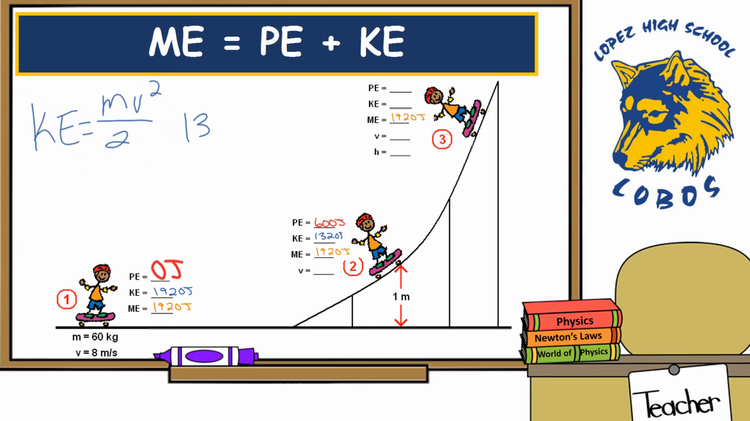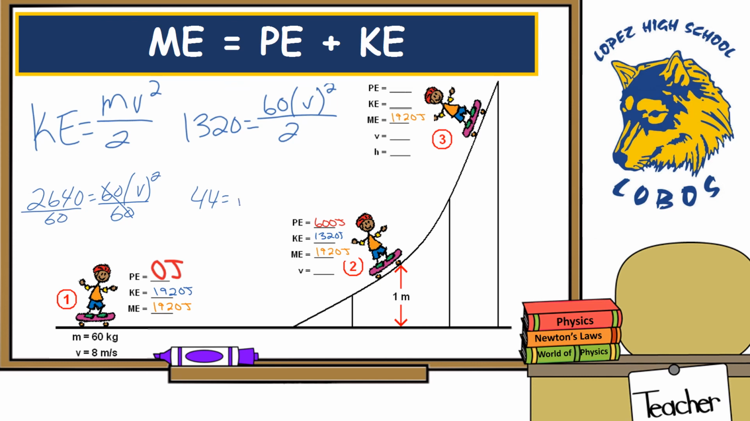Now let's see what the velocity would have been at this position with this amount of kinetic energy and the mass of the skater being 60 kilograms. First, let's move the 2 to the other side by multiplying it on both sides, giving us 2,640. This will equal 60 times velocity squared. Okay, now let's divide by 60 on both sides, giving us 44 equals velocity squared. Now we just need to get rid of the squared by square rooting both sides, giving us a velocity of 6.6 meters per second.